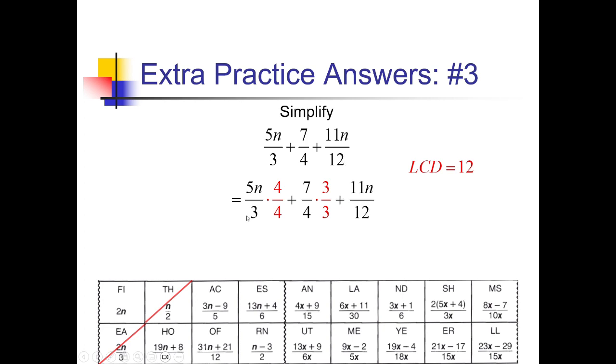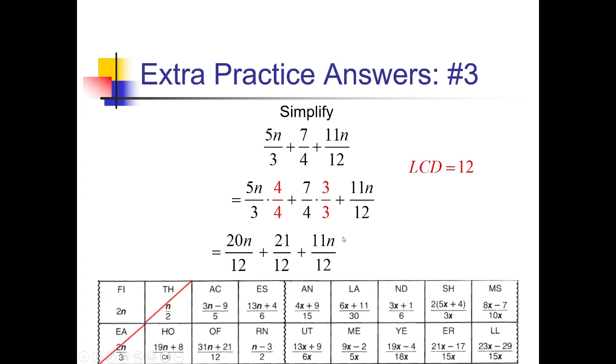Going through and simplifying these a bit, 5n times 4 gives me a 20n over 12. Next up, 7 times 3 is 21, again over 12. And then last fraction I'll leave for now. At this point, let me go ahead and add my numerators together.